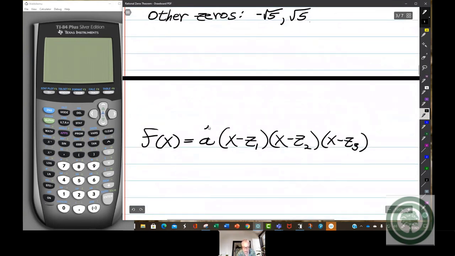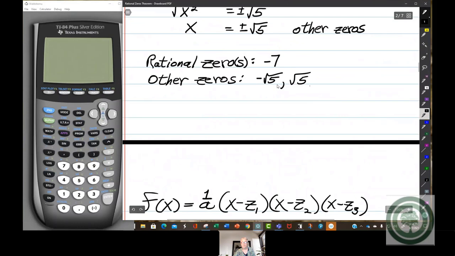This is going to be 1. And there are going to be 3 zeros because it's a cubic, aside from the fact that that's how many we found. 1, 2, 3.